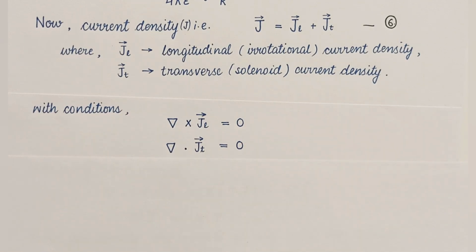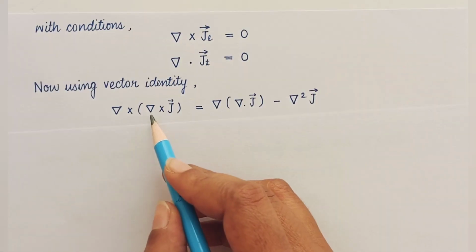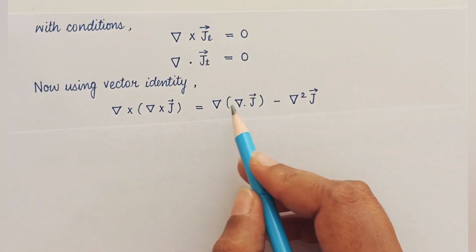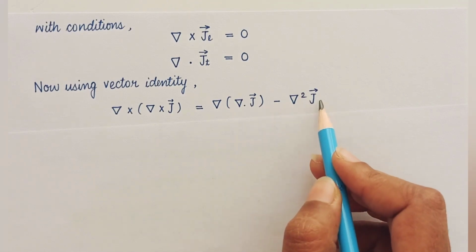Now we are going to take a vector identity for J. Del cross del cross J is equal to del del dot J minus del square J.